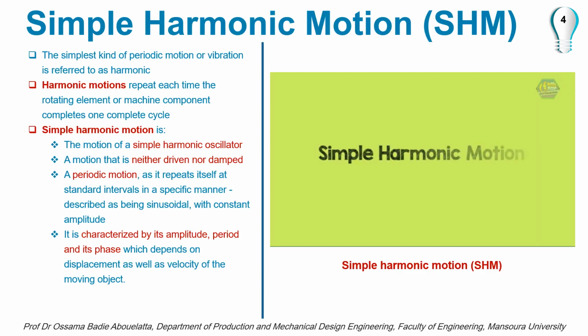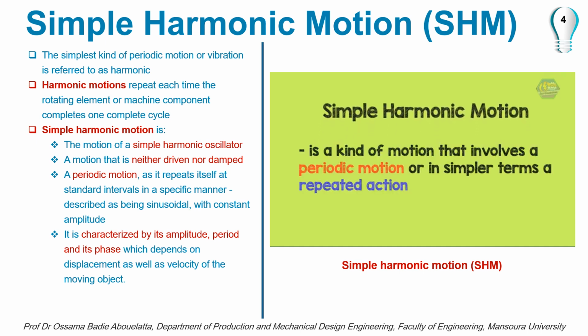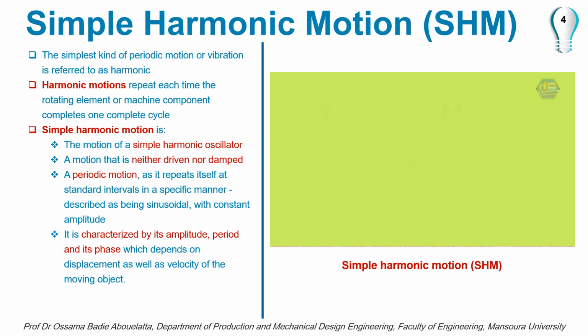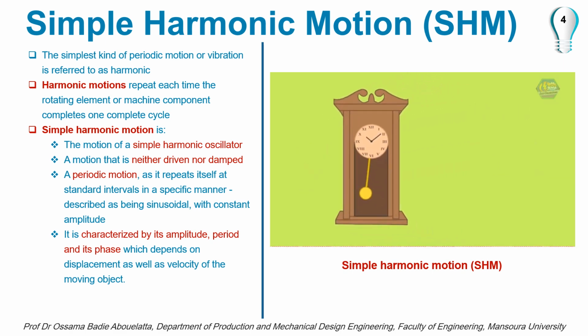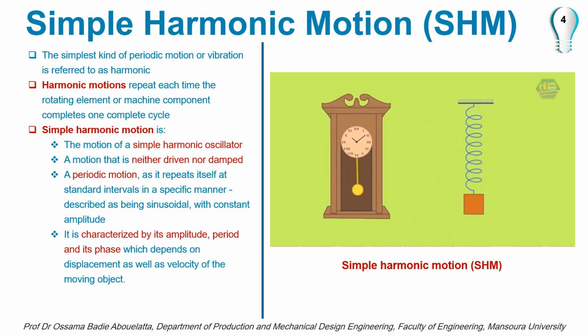Simple harmonic motion. Simple harmonic motion is a kind of motion that involves a periodic motion, or in simpler terms, a repeated action. Examples of this kind of motion are the motion of a pendulum on a grandfather clock or the vibration of a spring.